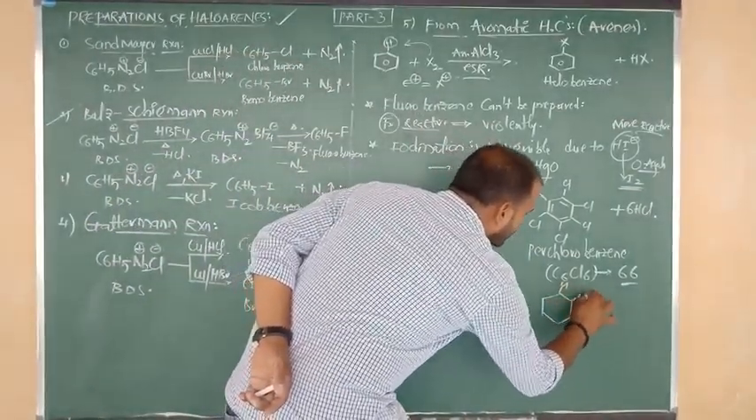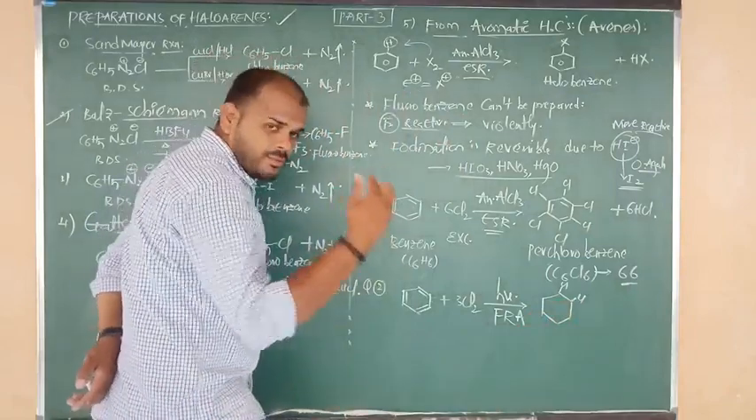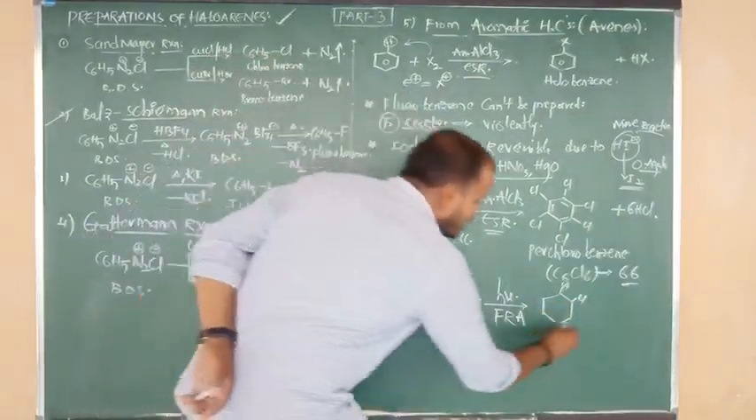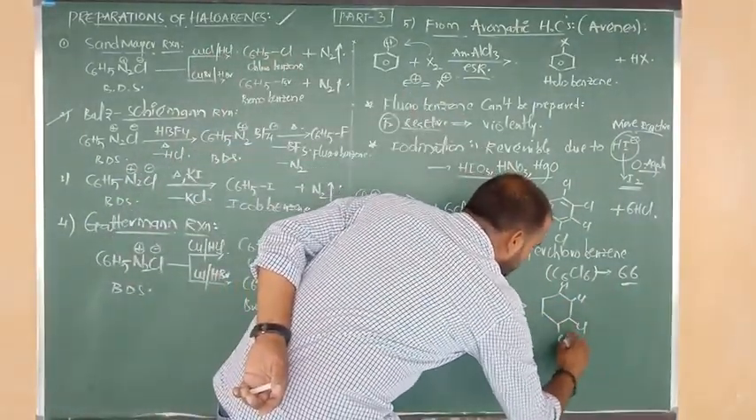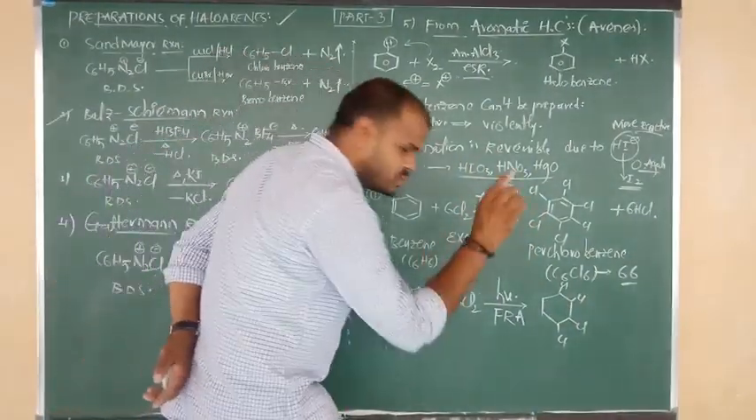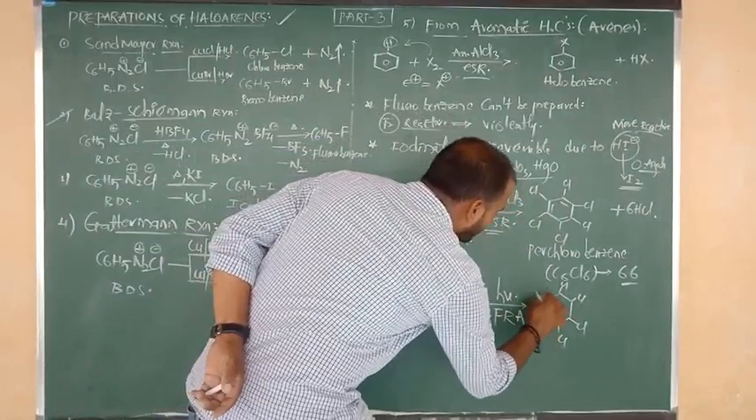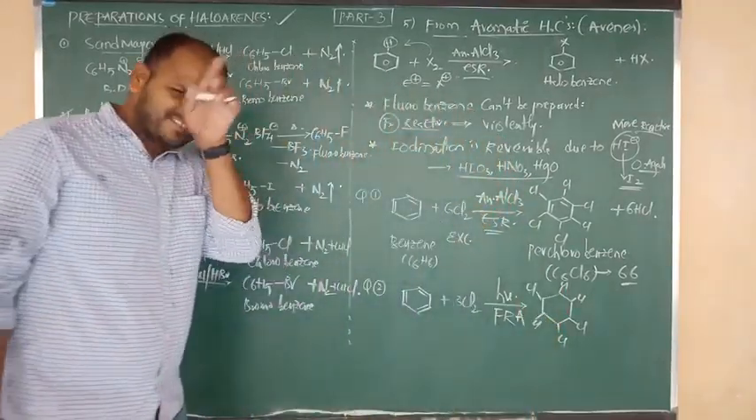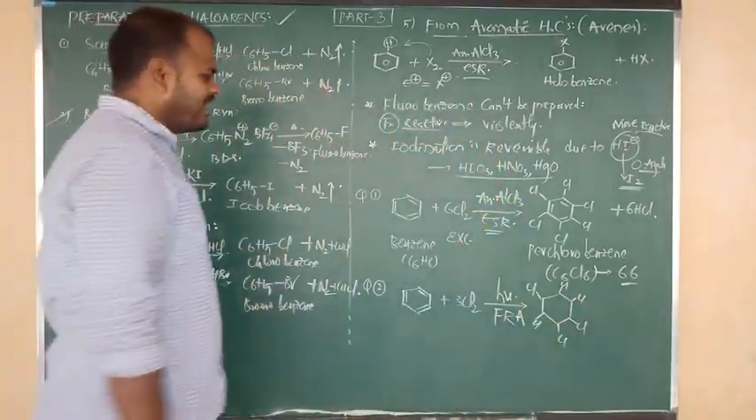Chlorine 1, chlorine 2, pi bond disappears. Another mole of chlorine adds upon 3 and 4, again the pi bond disappears. Here Cl, here Cl. Another mole of chlorine adds upon 5 and 6, the pi bond disappears. 5th carbon gets 1 chlorine, 6th carbon another chlorine. Okay? Very good.